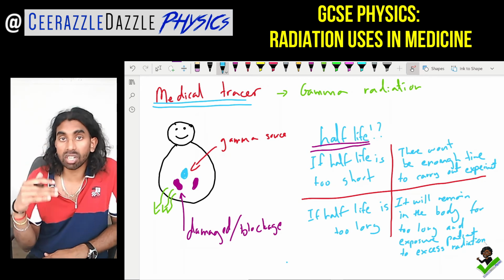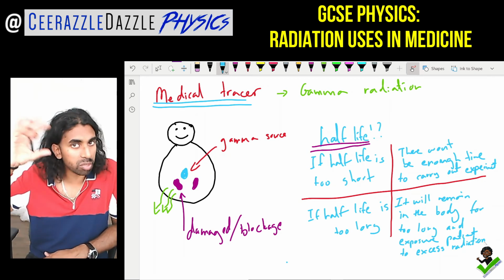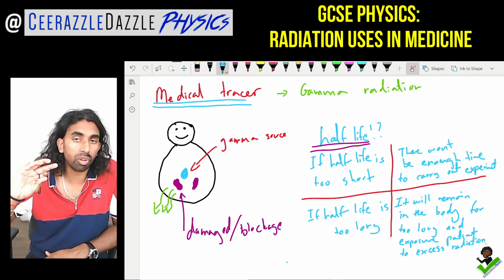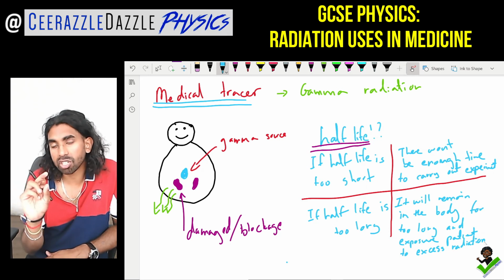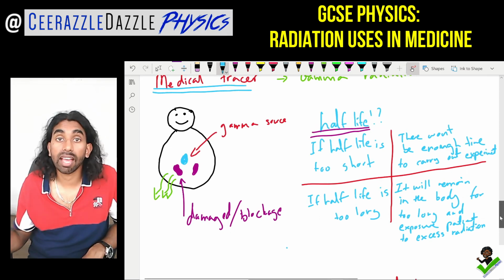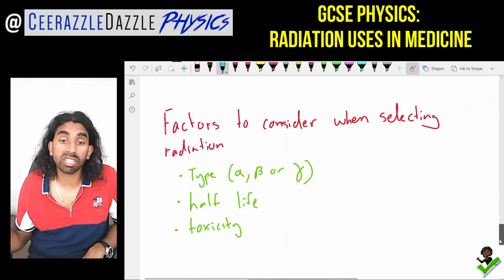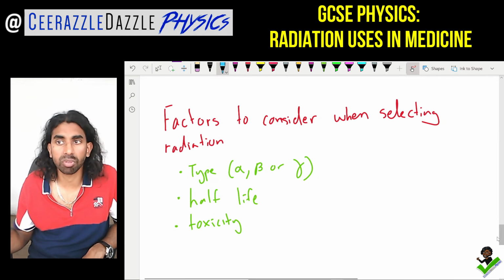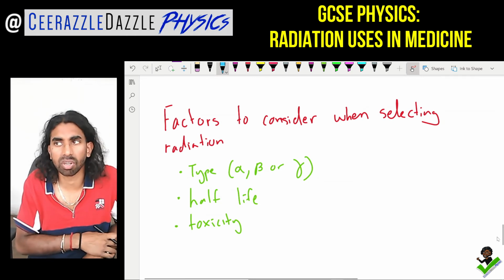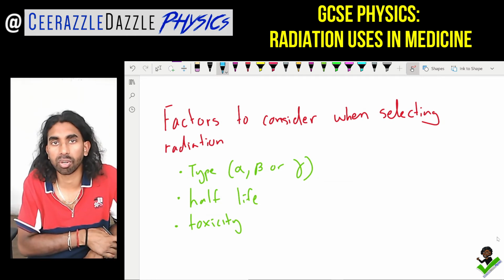So obviously there's a Goldilocks zone, guys. There's a natural amount. You don't want it to be too short, nor do you want it to be too long. So make sure that you understand that, especially in terms of half-life. And the last point is going to be toxicity. Obviously you don't place something into the body which is going to be toxic. So obviously that matters as well. Don't put something toxic into the human body.